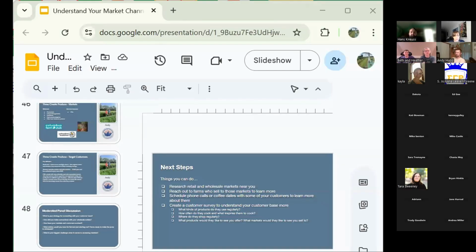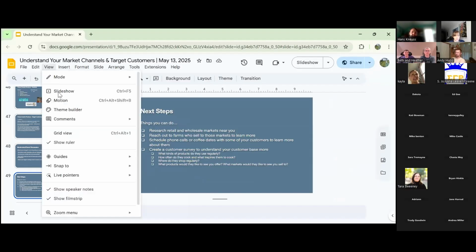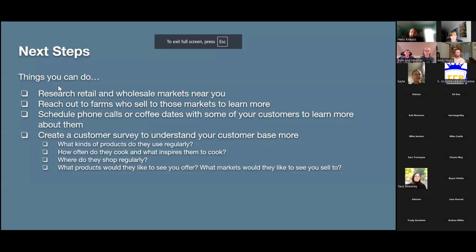So some of your next steps, you can see that. Some of the things you can do: do your research, reach out to other farms, learn from them, including our panelists here. I'm sure they'd be happy to talk to you if you want to reach out to them. Schedule some phone calls, coffee dates with your customers to learn more about them and really get into that ICA profile if you can.